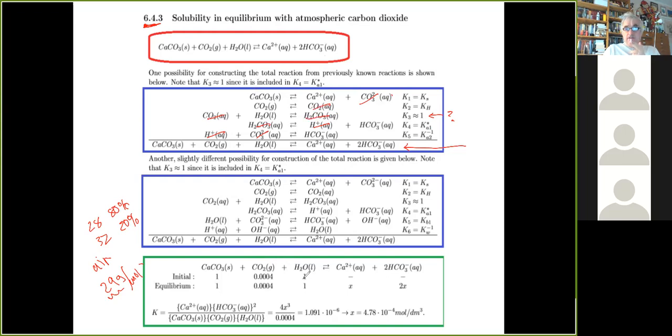Activity of water is, as usual, 1. Producing from the initially nothing, but at equilibrium, we will have x moles per cubic decimeter of calcium ions. And since we have nothing else produced as counter ions, we need to have 2x. I mean, that is the stoichiometric coefficients here, 1 to 2. And then it's not so difficult anymore. It's just the product of these two.